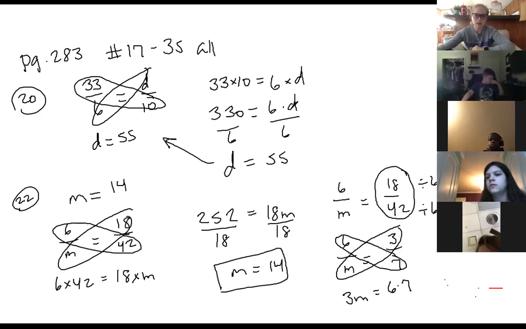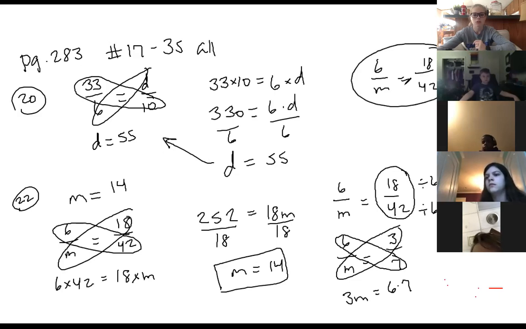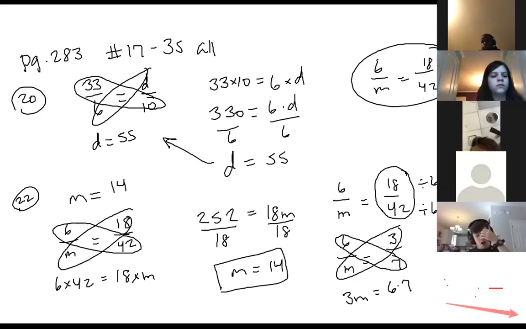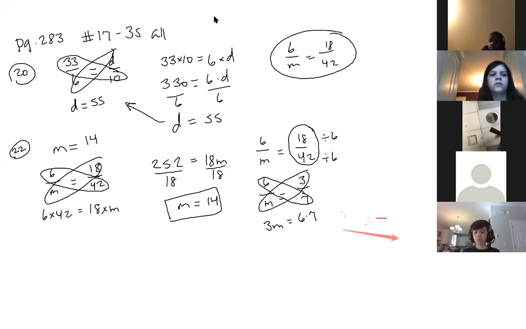Who can tell me what these things are called? 6 over M is equal to 18 over 42. What is this whole thing called? Parker? What are these problems called? Anybody? Ratio? Okay, well, they're two ratios equal to one another.